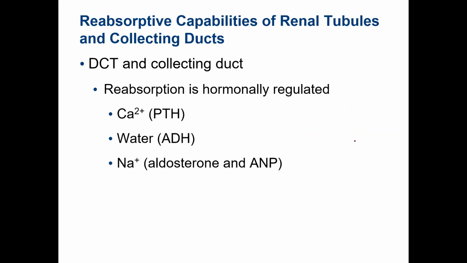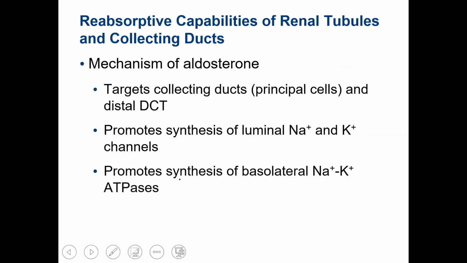In the distal convoluted tubule and the collecting duct, reabsorption is regulated by hormones: parathyroid hormone, aldosterone, and antidiuretic hormone. The distal convoluted tubule and collecting duct is the last sort of fine tuning that will happen. Aldosterone causes the reabsorption of sodium and the excretion of potassium. Like I said, sodium and potassium always go opposite directions.